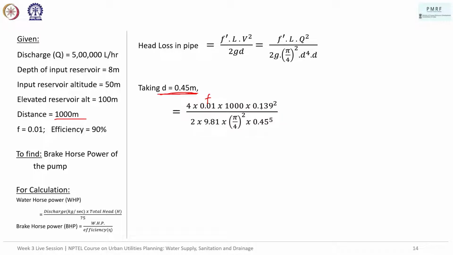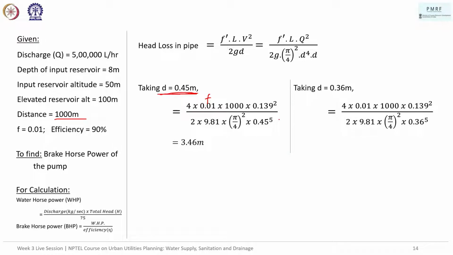Q is 0.139 as we had calculated, in meter cube per second, the whole Q square divided by 2 into G, which is 9.81, the gravitational constant, and then pi by 4 the whole square into D, here we are taking D to be 0.45, right, and the value comes down to be 3.46 meters. If we take D to be 0.36 meters, the second value that we got, then substituting all the same values except D, which will be 0.36 here, this value alone will change. So we get 10.56 meters.